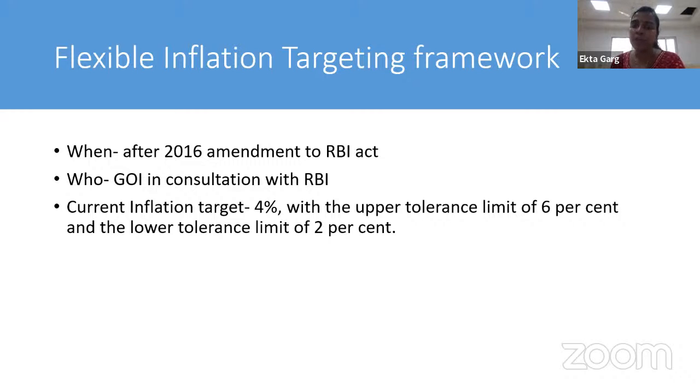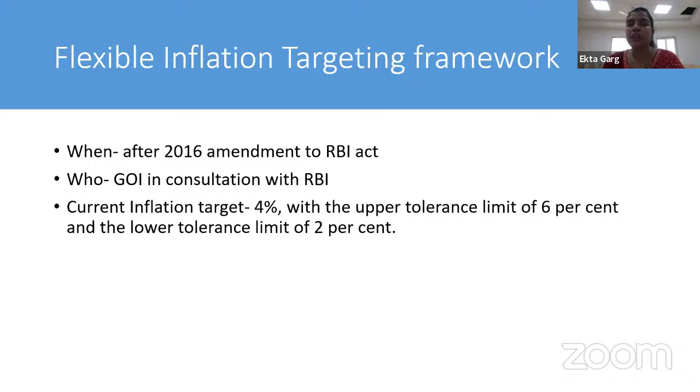Now, who framed the inflation target? It is the Government of India's authority to design the inflation target in consultation with RBI. Currently the inflation target is 4% with an upper tolerance limit of 6% and a lower tolerance limit of 2%.